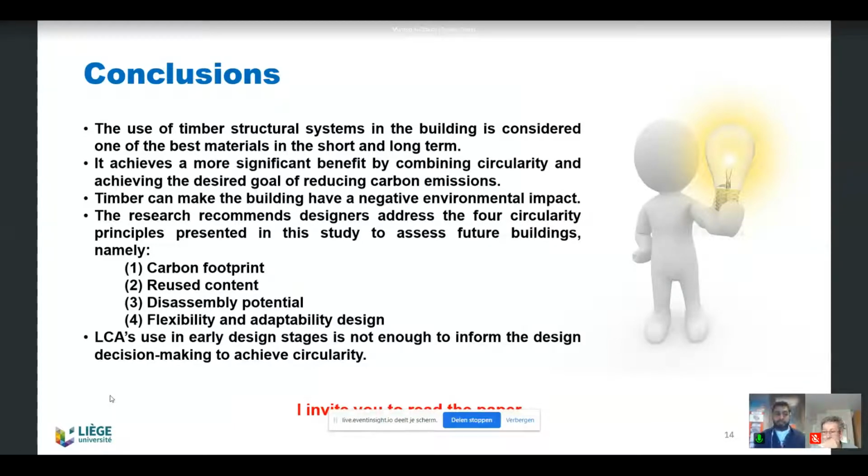In the end, life cycle assessments used in the early design stage are not enough to inform the design decision making to achieve circularity. And I invite you to read my paper.